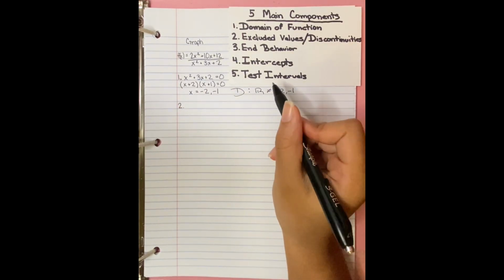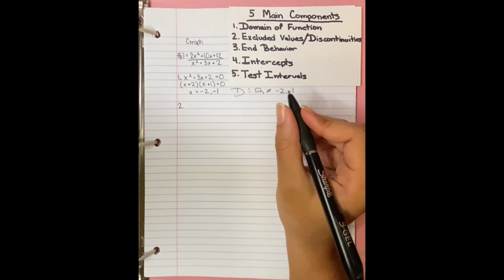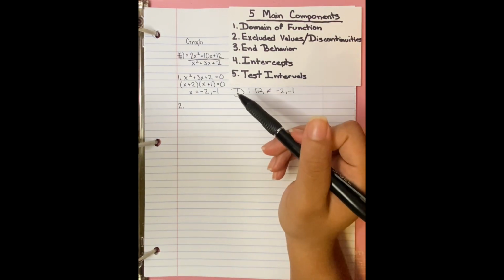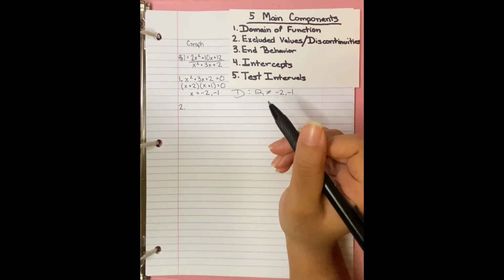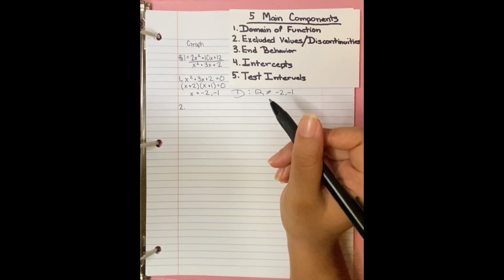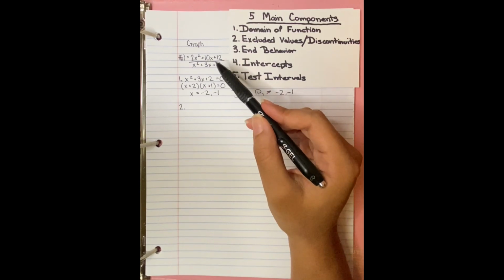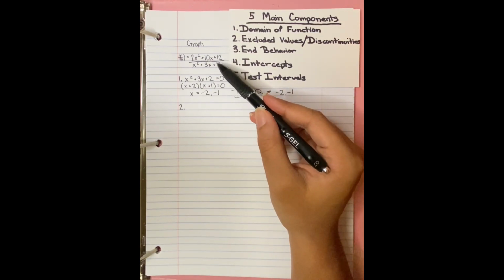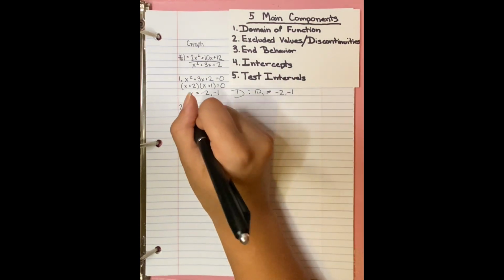And now going off of that, we're going to want to jump into our second component, which is solving for any excluded values or discontinuities. And we can either have vertical asymptotes or holes. But first we're going to want to solve for any holes, since holes are removable. So to find any holes, we're going to want to factor the numerator and the denominator.